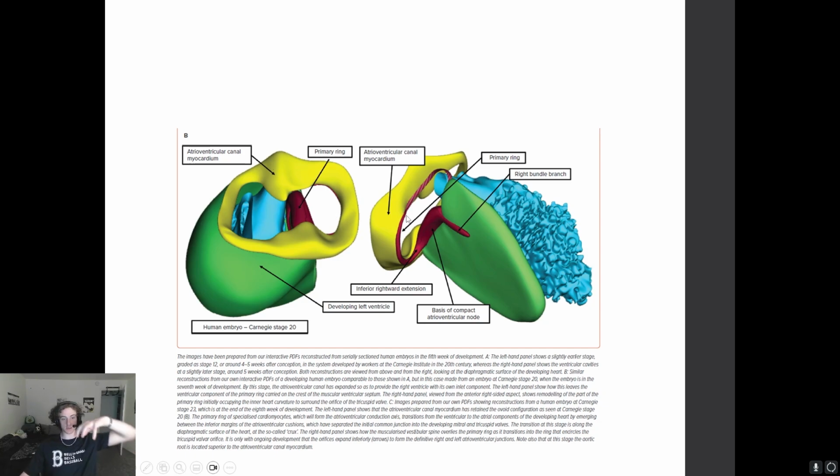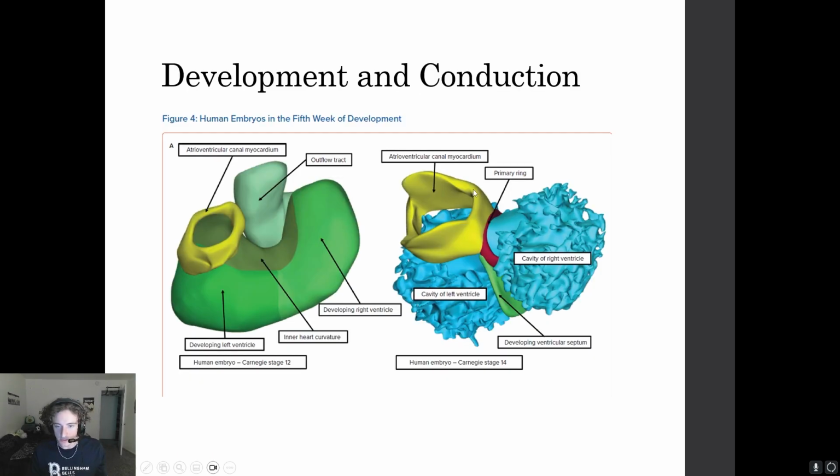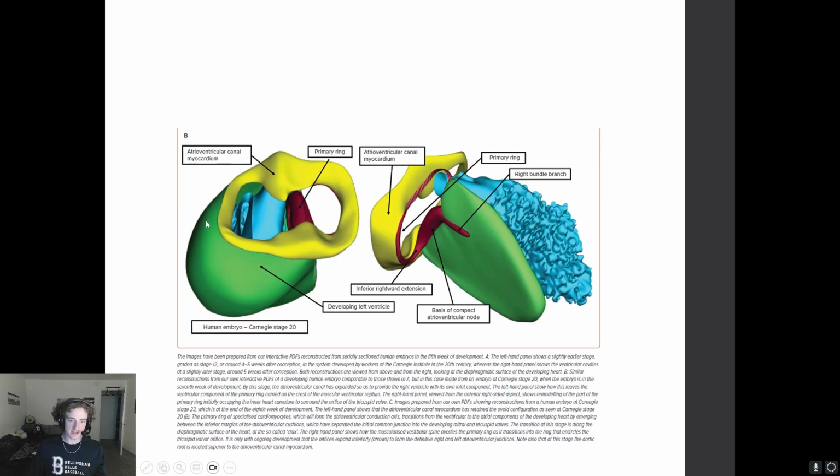Well, if you have the primary ring right here, and you have the canal tissue right here, and the canal tissue has to stretch over, well, the primary ring is also going to stretch over with it, right? If this tissue in the primary, or the atrioventricular canal, has to stretch over, well, what is connected to it also is going to stretch over. So we see this ring has formed from that primary ring.